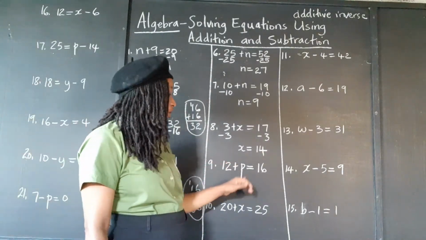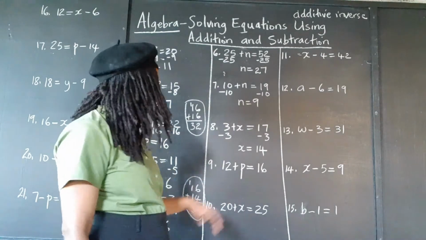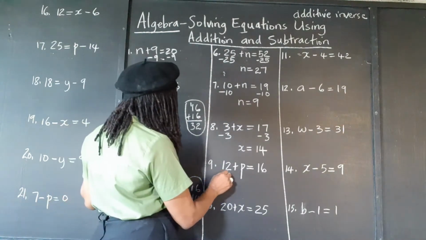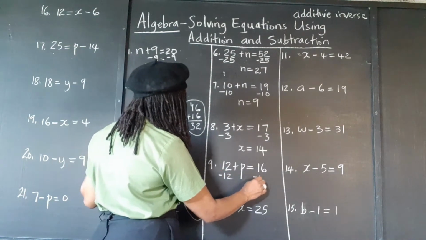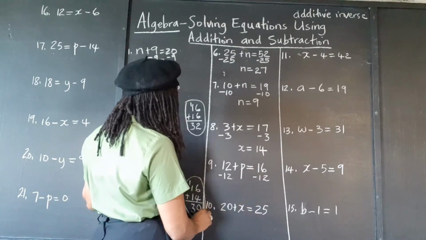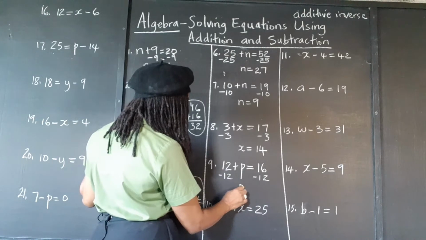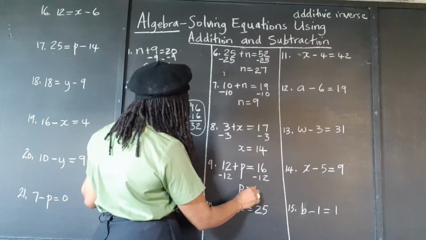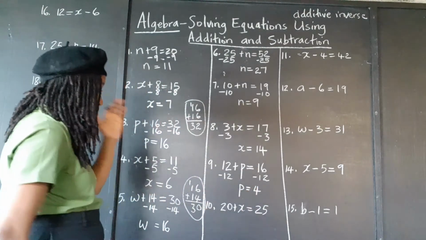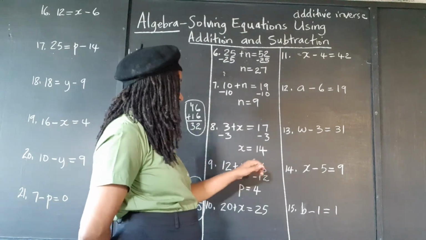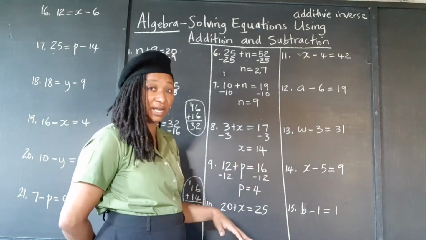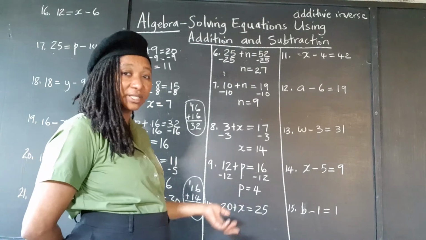12 plus which number gives 16? We're going to subtract 12 from both sides. The additive inverse. That's going to give 0, so we're left only with P. And 16 take away 12 gives 4. So 12 plus 4 gives 16, and that is correct. 12 plus 4 does give 16.